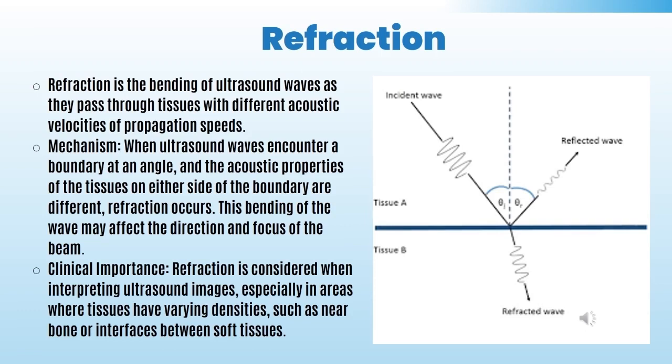The mechanism for this is when ultrasound waves encounter a boundary at an angle and the acoustic properties of the tissues on either side of the boundary are different, refraction occurs. This bending of the wave may affect the direction and focus of the beam. So, clinical importance: refraction is considered when interpreting ultrasound images, especially in areas where tissues have varying densities, such as near bone or interfaces between soft tissues.